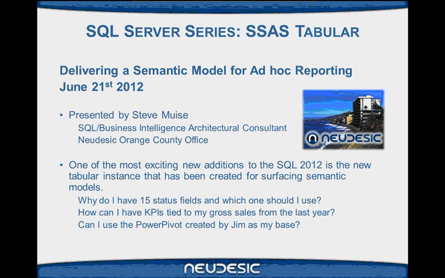Why do I have 15 status fields in various relational data? And which one should I choose? Could be a problem this could solve, because you're putting semantic layers on top of this to call out what each status means to a business user. How can I have KPIs tied to my gross sales from last year? And there's actually a whole period over period functionality built into DAX that will allow you to do a lot of these calculations. And can I use the PowerPivot created by Jim as my base for this new version of a tabular instance? You definitely can, and I'm sure Steve will walk you through some of those features.